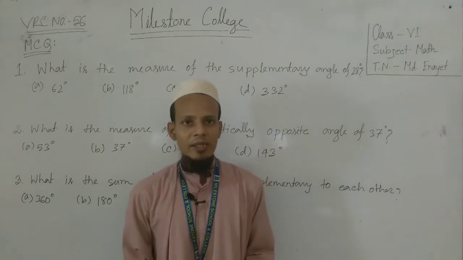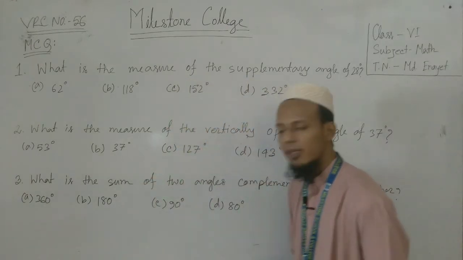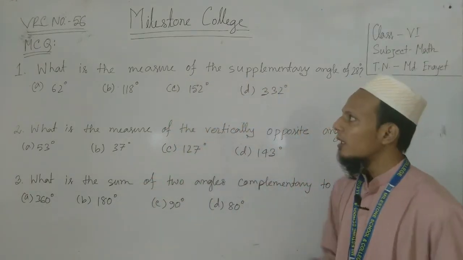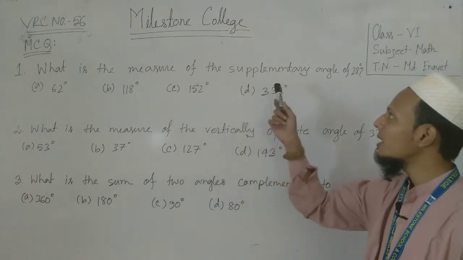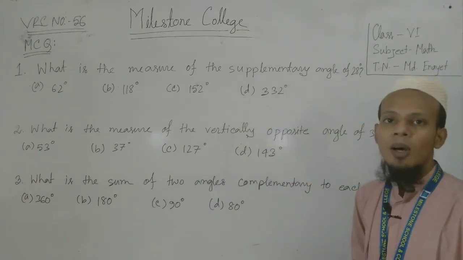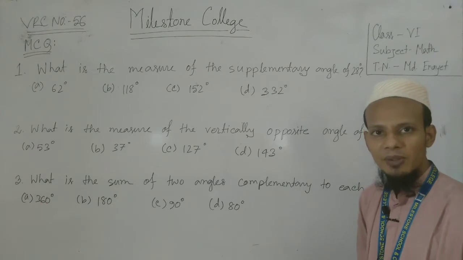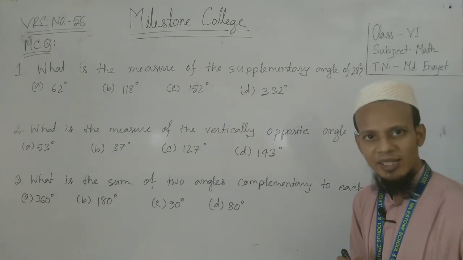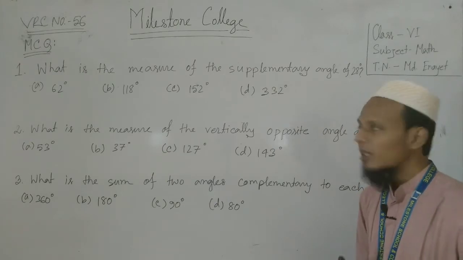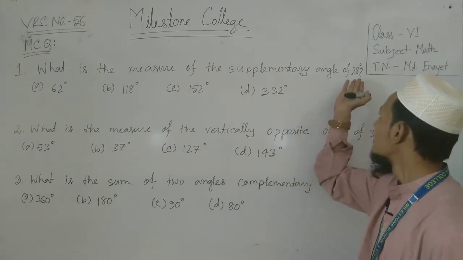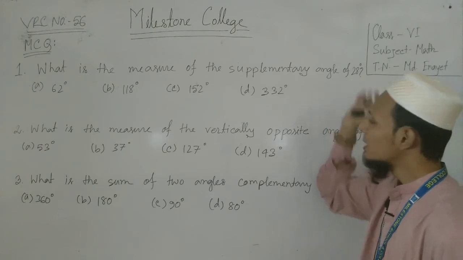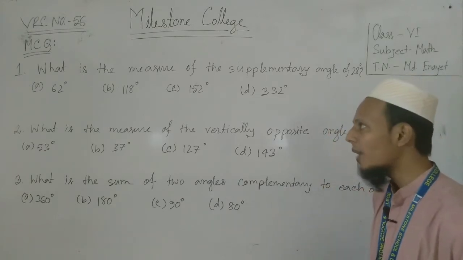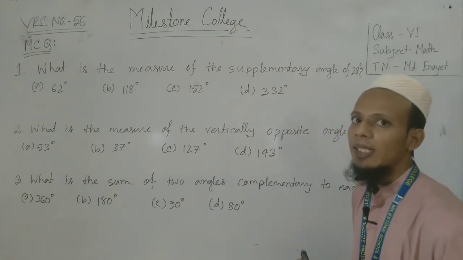My dear students, here is the MCQ from exercise 7. The first MCQ is, what is the measure of the supplementary angle of 28 degree? You know that the sum of two supplementary angles is 180 degree, isn't it my dear students? So among them one of the angles is 28 degree. So we have to find the measurement of the other angle.